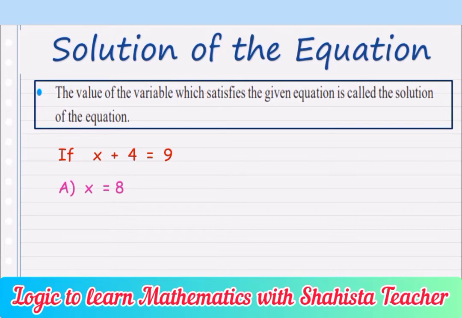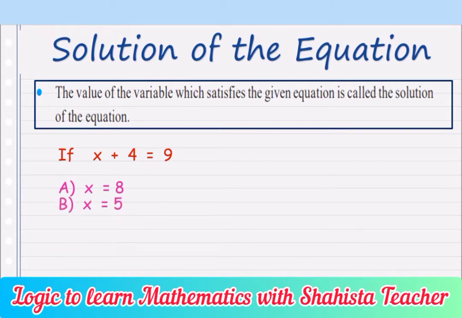So simple. In the place of x we will put 8. So 8 plus 4 is 12, not 9. That means this condition is not satisfied. Here value of x is how much? 8 given. So 8 plus 4 is 12, not 9. So that means x is equal to 8 is not the solution of the given equation. Is that clear, my dear students? So simple and easy to understand now.